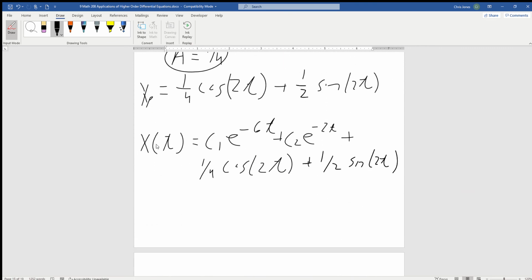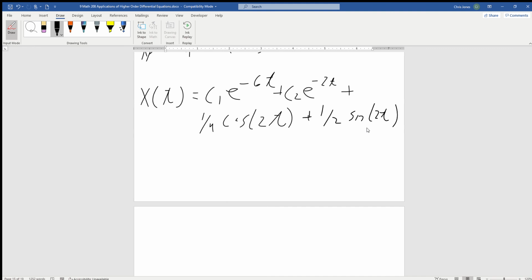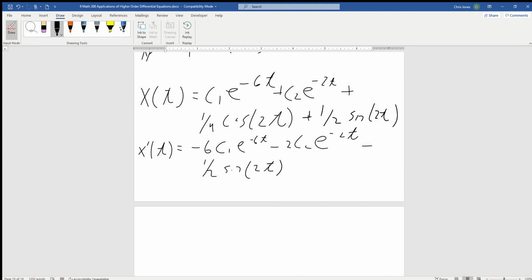All right, you probably recall that we got this as our general solution, x prime at t. So we're going to have to find the derivative. It's going to be -6c1 e to the minus 6t minus 2c2 e to the minus 2t minus 1/2 sine 2t. We have a chain rule going on there. And then finally plus cos 2t. So we have another chain rule, so we have to multiply both the sine and the cos by 2.